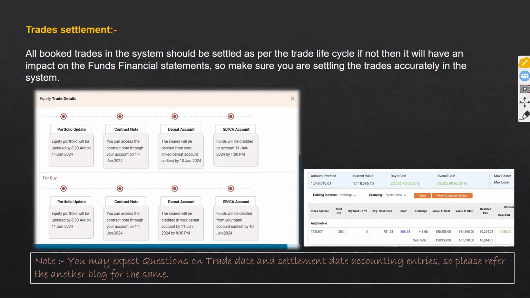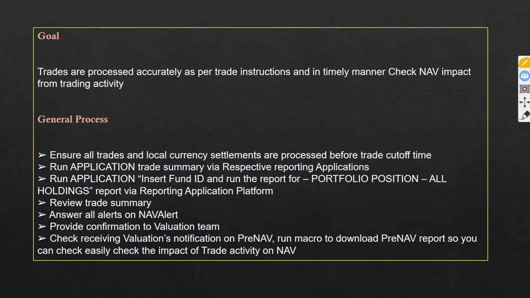All right, let's discuss the goals. Why do we do this? Trades are processed accurately as per the trade instructions and in a timely manner, and we check the NAV impact from trading activity. Second, the general process we follow in fund accounting is that, as a fund accountant, you need to ensure all trades and local currency settlements are processed before the trade cutoff time.